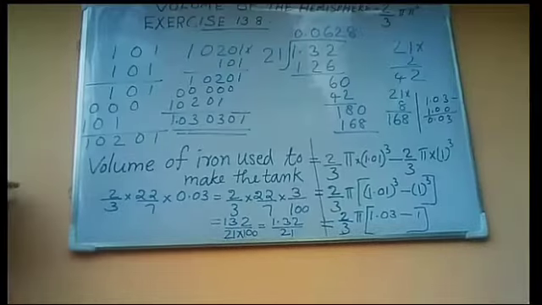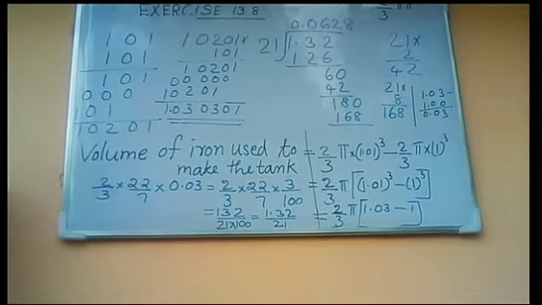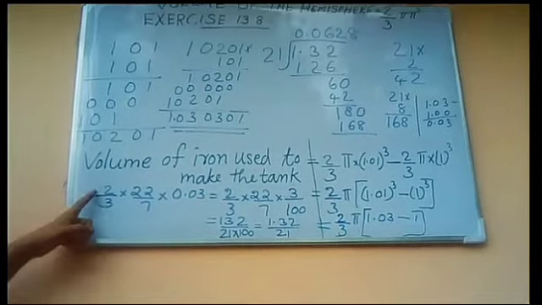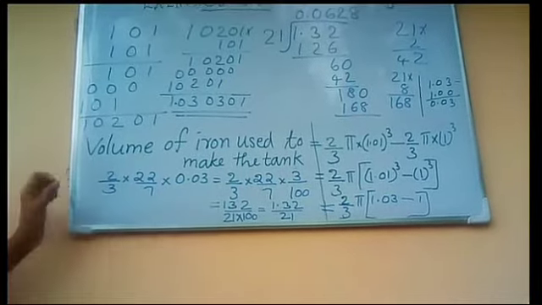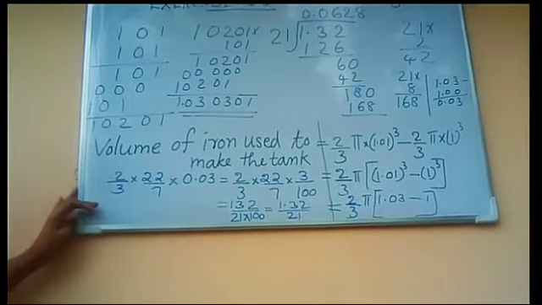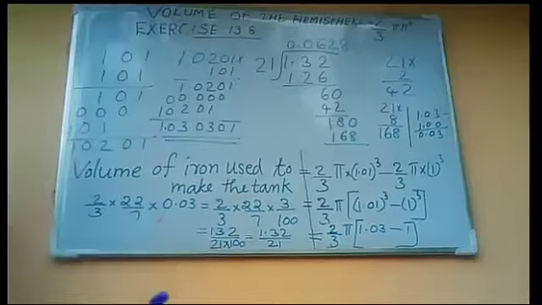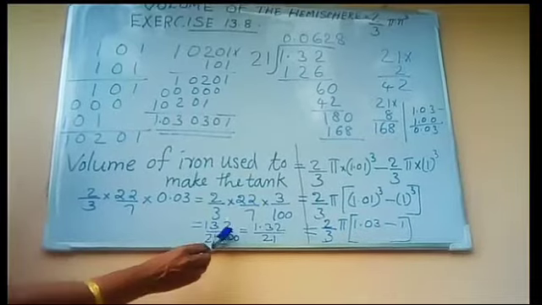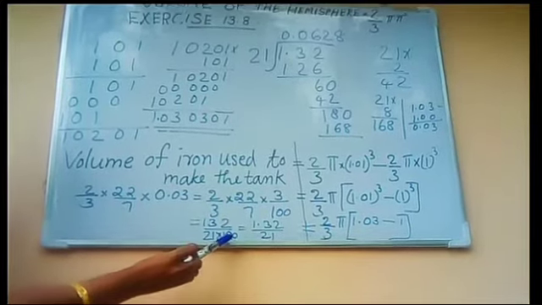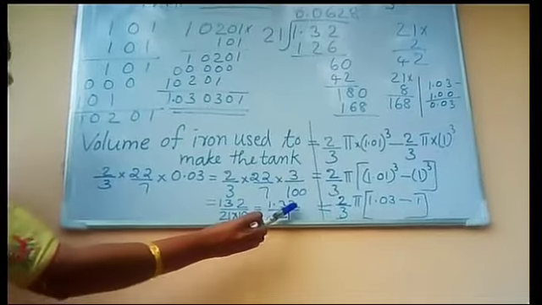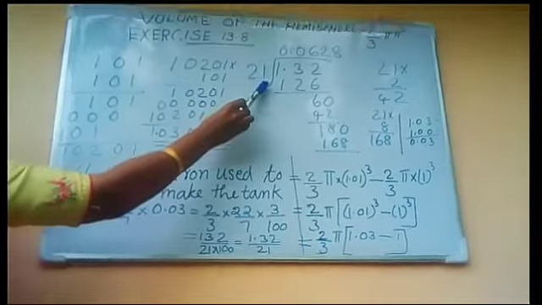And here 1.03 minus 1 is 0.03. 2 by 3 into 22 by 7 into 0.03 is equal to 2 by 3 into 22 by 7 into 3 by 100, changing 0.03 into fractional form. Then 2 into 22 into 3 is 132 by 3 into 7, 21, into 100. For dividing by 100, it becomes 1.32 divided by 21.